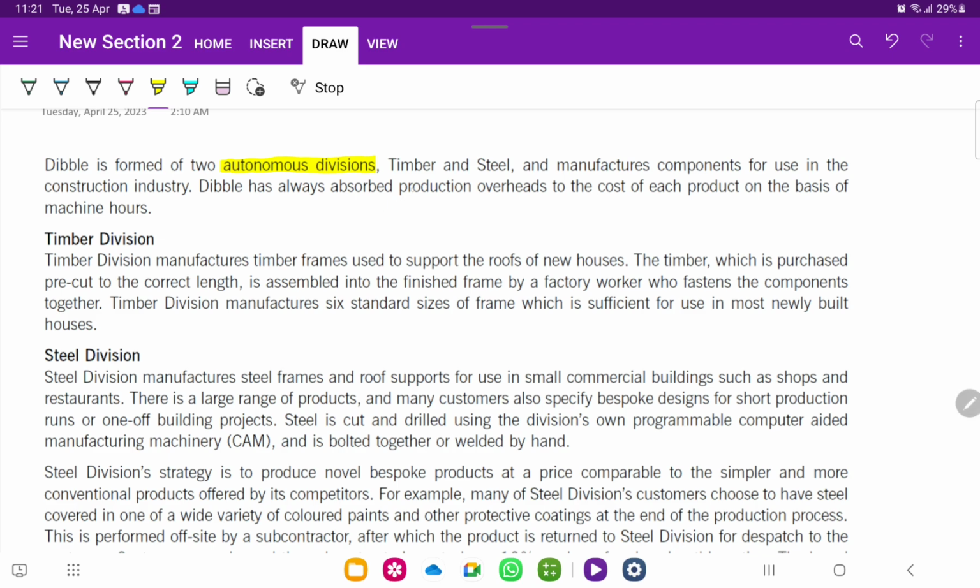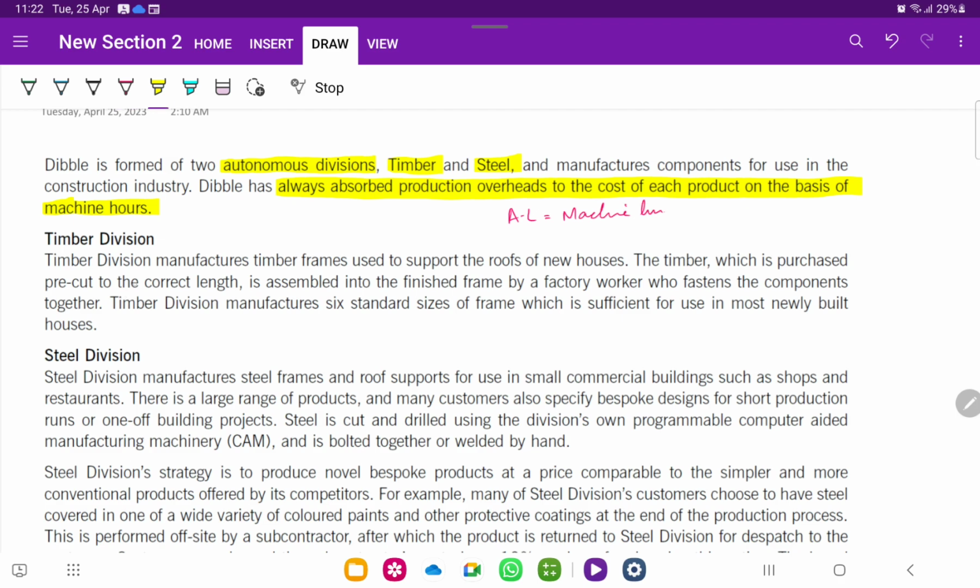So DIBEL is formed of two divisions, timber division and steel division, and manufactures components for use in the construction industry. Now this is important, DIBEL has always absorbed production overheads into the cost of each product on the basis of machine hours, right? So machine hours are currently used as an activity level. Let me try to write it just to know. Activity level is actually machine hours.